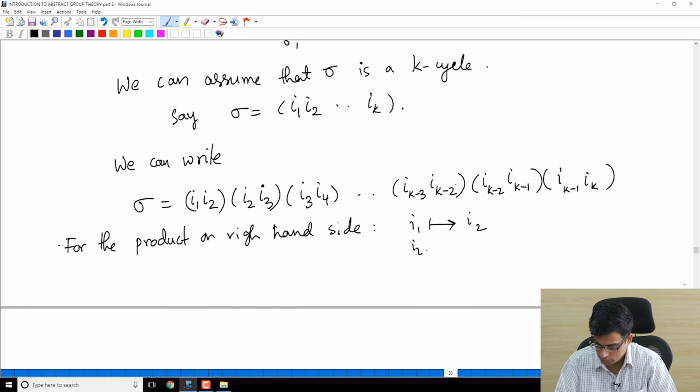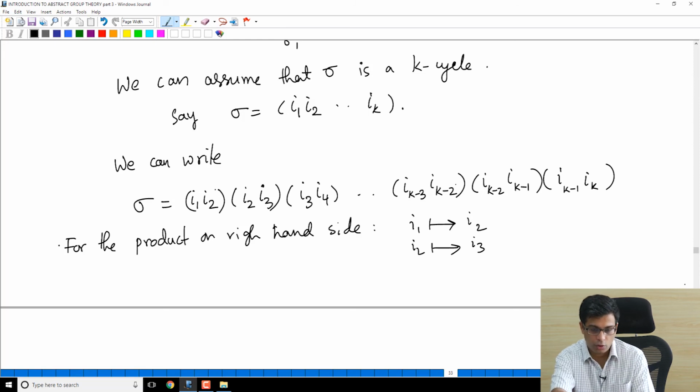Now where does I2 go? We have to go from right and see where I2 first appears. And the first time I2 appears, remember, the way we are writing this, I2 will not appear until we hit I2, I3. So I2 will go to I3, right? Is that clear? I2 is already written here in I2, I3. So subsequent transpositions will only involve higher indices. So I2 will not appear there. I2 will go to I3 here. Now possibly we have to go left and see. But I3 does not appear in the previous one. So I2 will go to I3 under the product.